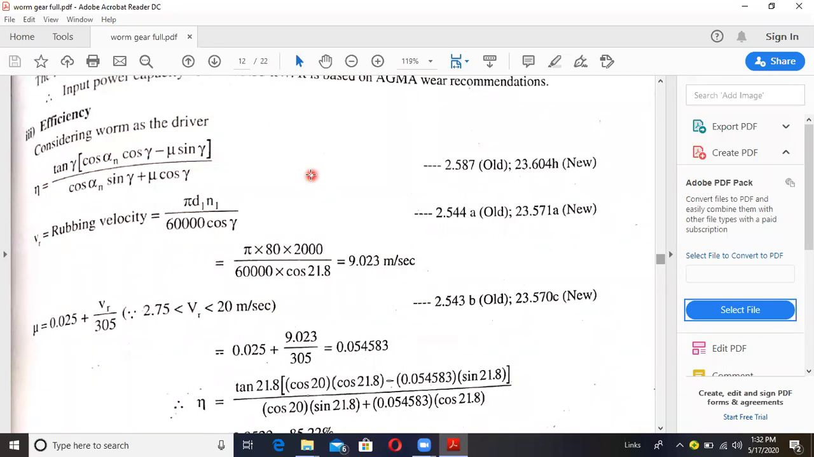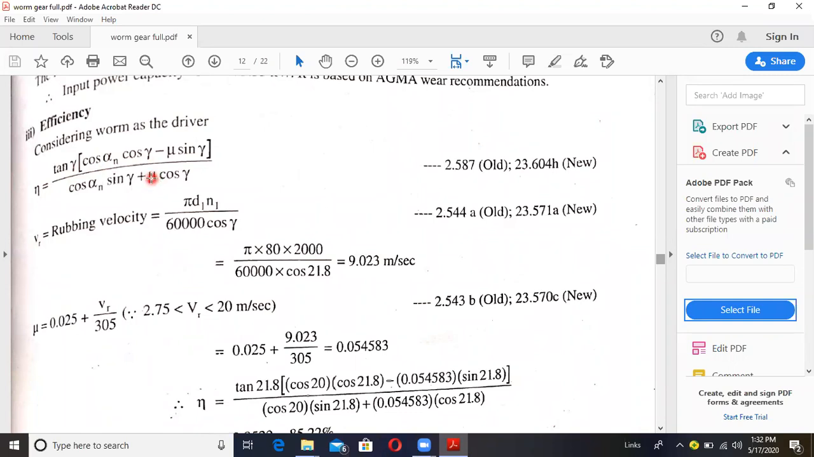When worm is the driver, worm gear is the driven. When worm gear is the driver, worm is the driven. Now in the question they have not told anything. We are going to consider worm as the driver. So by considering worm as the driver, this is the formula to calculate efficiency from table equation number 23.604. Here we already know gamma, we know alpha, only unknown is mu.